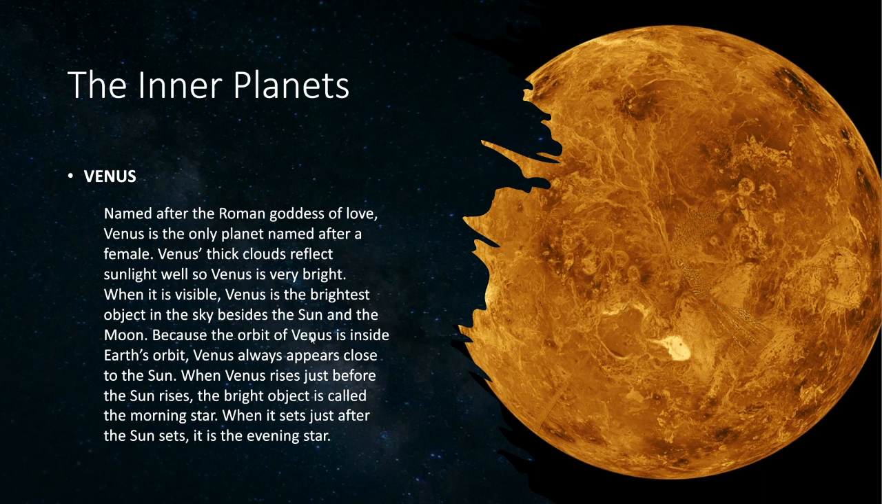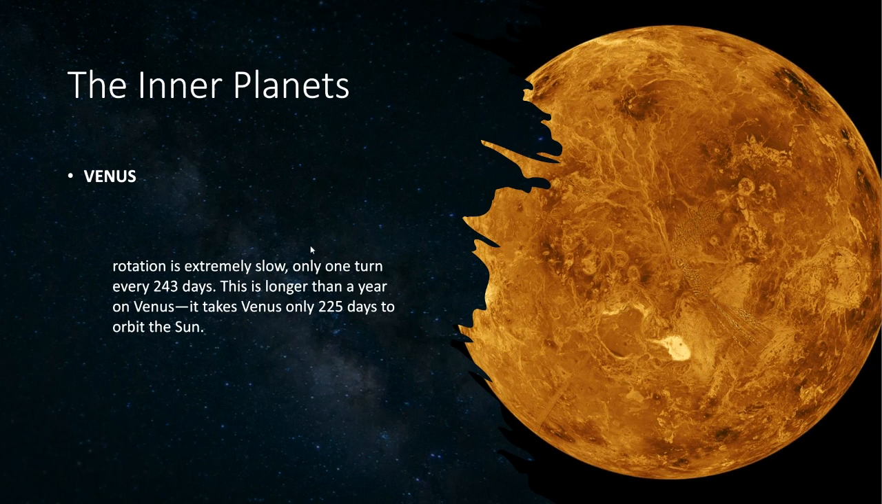Because the orbit of Venus is inside the Earth's orbit, Venus always appears close to the sun. When Venus rises just before the sun rises, the bright object is called the morning star. When it sets just after the sun sets, it is the evening star.